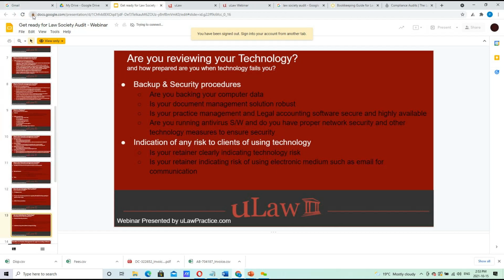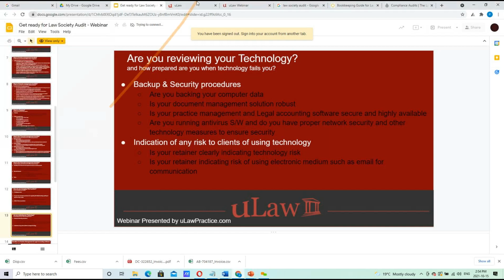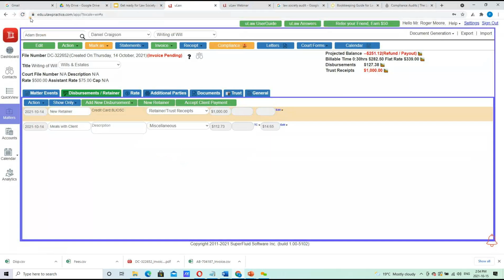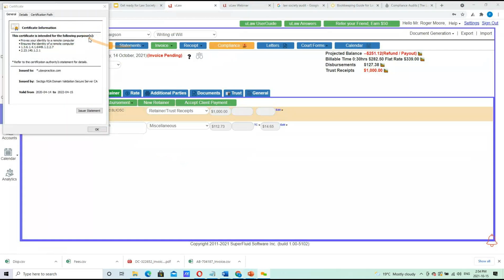So you see this little lock button. If you click on it, it tells you that the connection is secure. So this is Google, and you can also look at the certificate, right? So you can now be certain that Google has your back, that this particular presentation, or all of the information that I've stored in this Google Cloud, is secure. Same thing with, let's say, uLaw. This would be with all of your other practice management systems and legal accounting systems. This is a starting point.